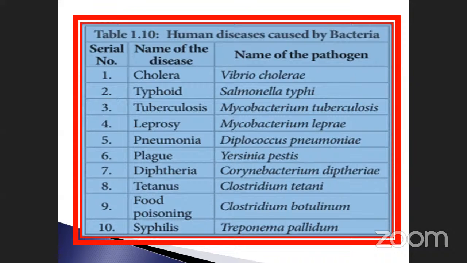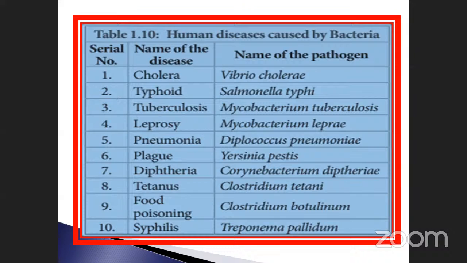These two have the same genus name, but the species name is different. Genus and species. Pneumonia, Diplococcus pneumoniae. Coccus means round shape.